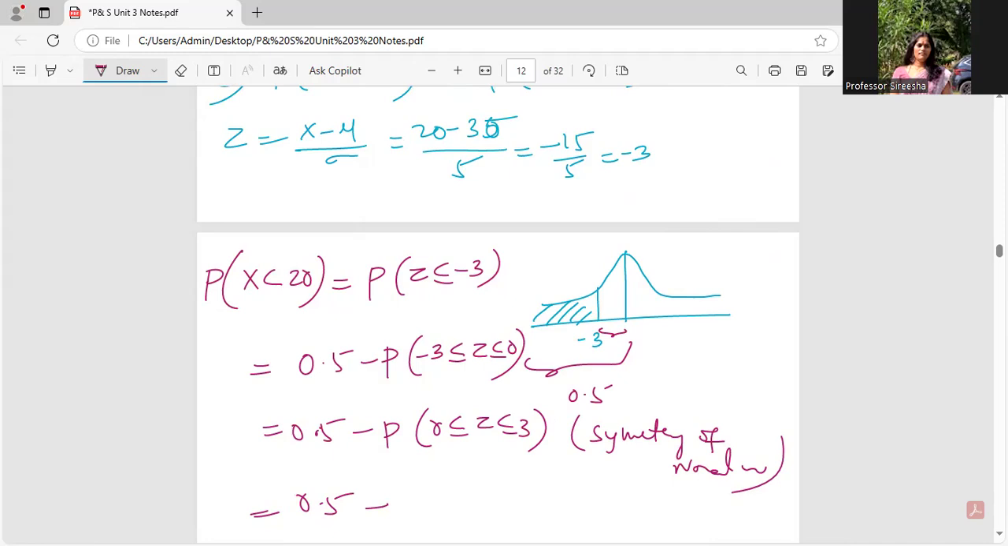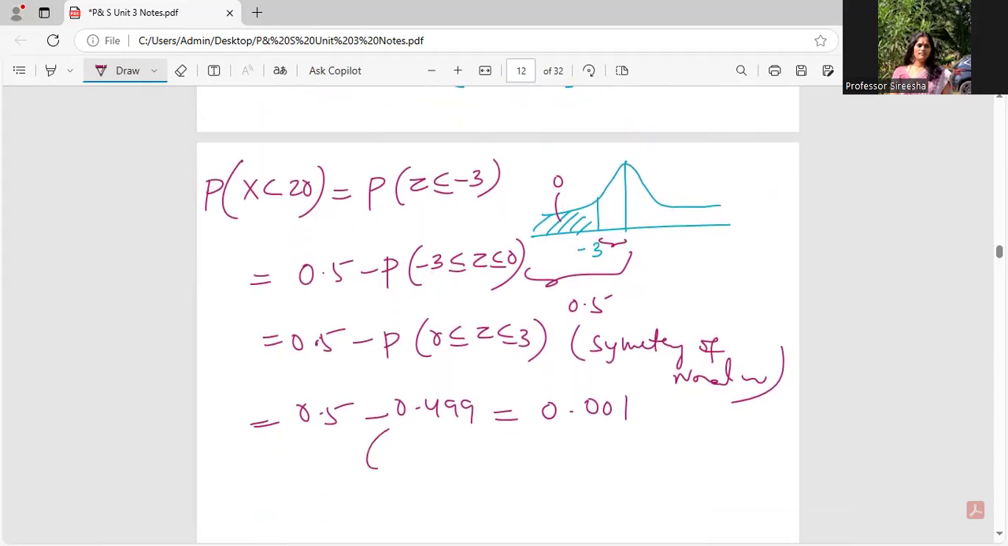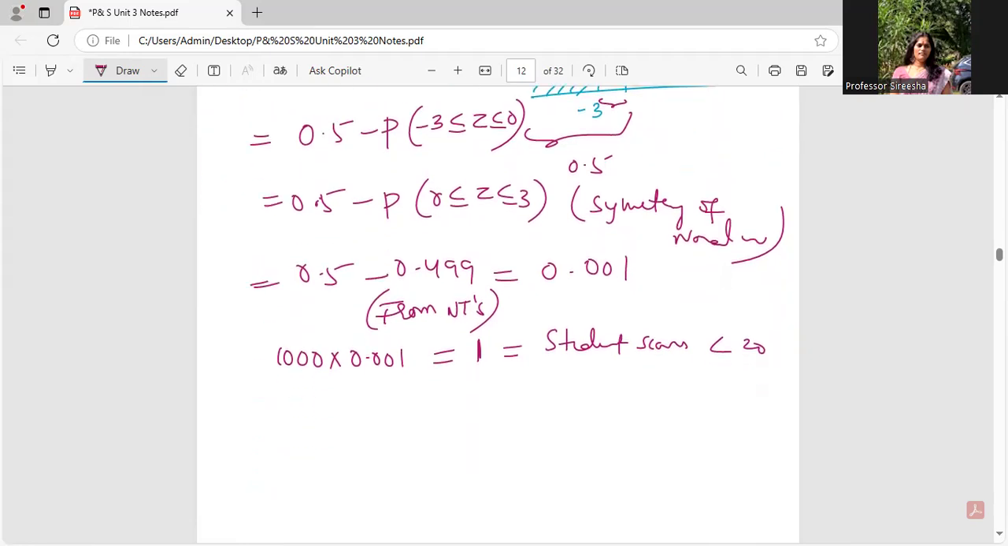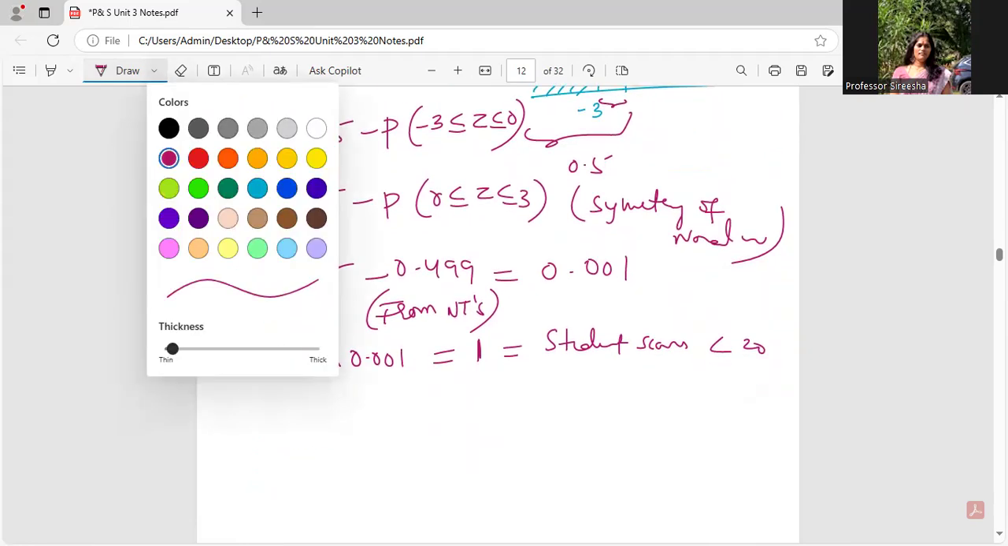If I look into the normal distribution tables, the area is 0.499, so this would be 0.001, from the normal distribution tables. Here I will be writing from normal tables. So 1000 into 0.001: only one student scores less than 20 marks. That's the question that has been asked, right?